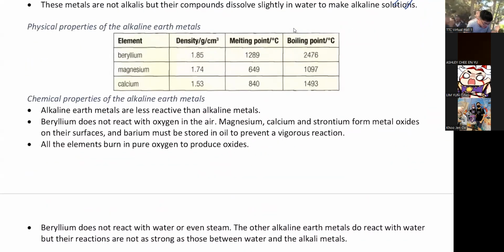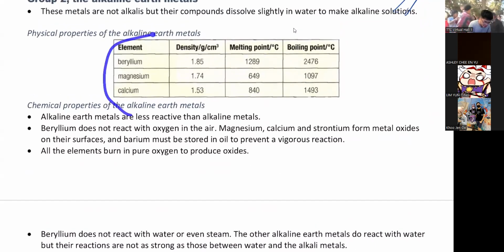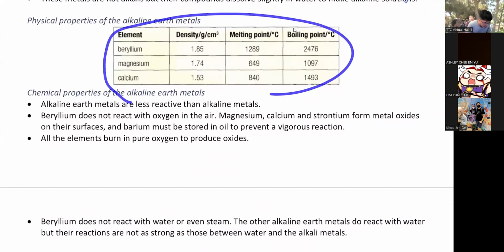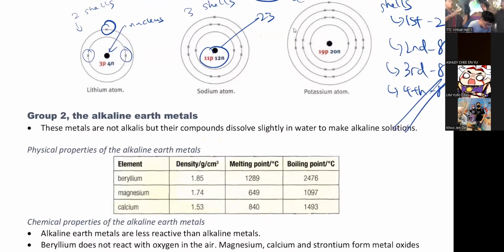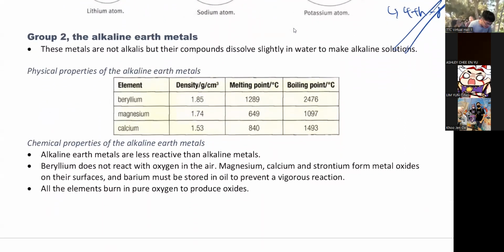As you can see, density decreases down the group, melting point decreases, boiling point decreases. This is from your textbook, by the way. They are also called another name, alkaline earth metals. There are 2 names for it, but I don't really memorize this, because when you say group 2, people understand. This is just another name for it. So alkaline earth metals, that's the group 2 one.